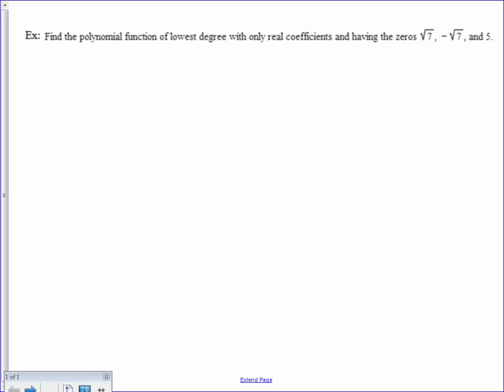In this example, I am asked to find a polynomial function of lowest degree with only real coefficients having zeros of square root of 7, negative square root of 7, and 5. Lowest degree means that once I find my factors, their multiplicities would be 1. So you can make that note and make sure that the multiplicity on your factors are 1s.